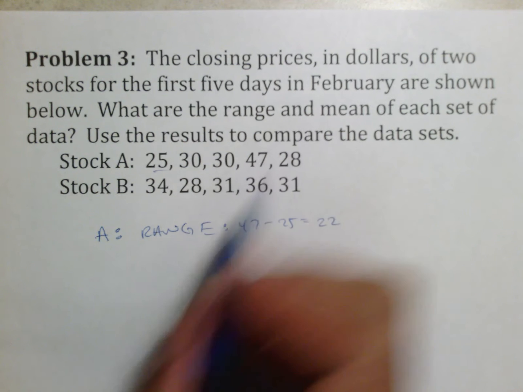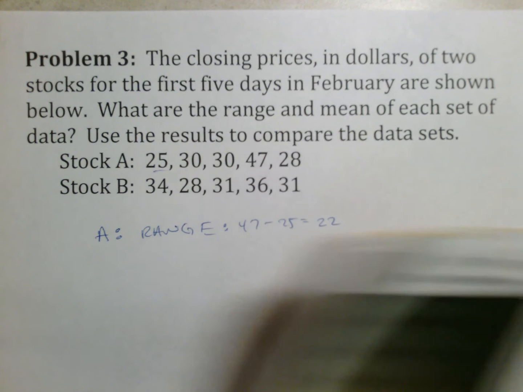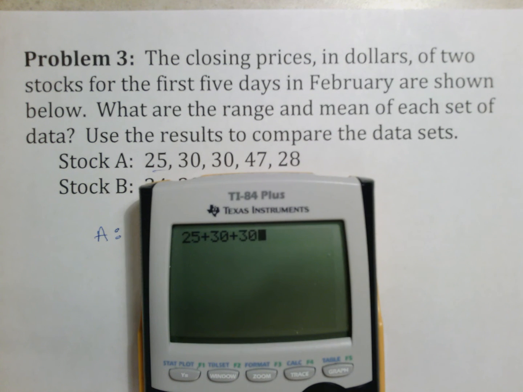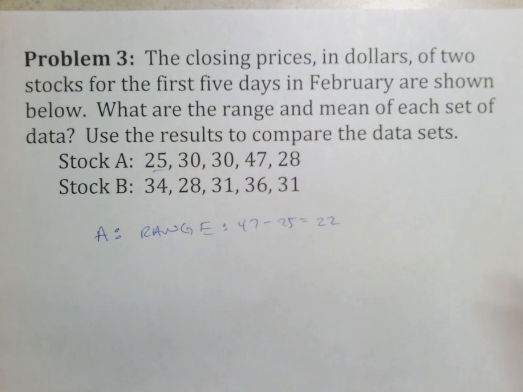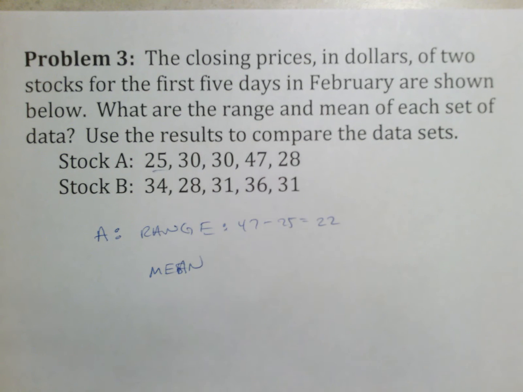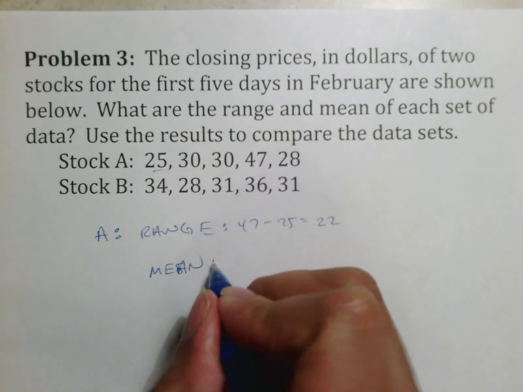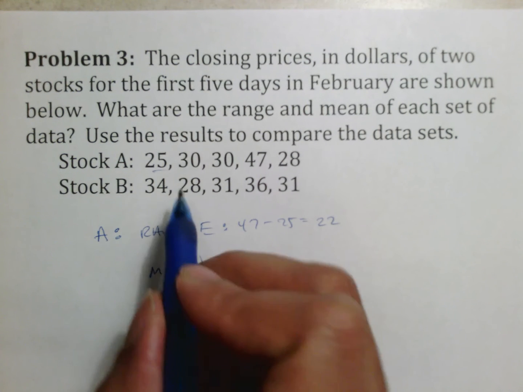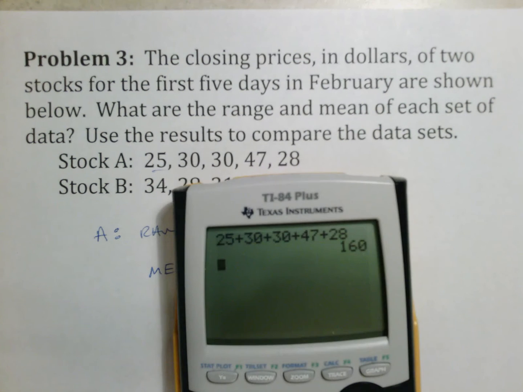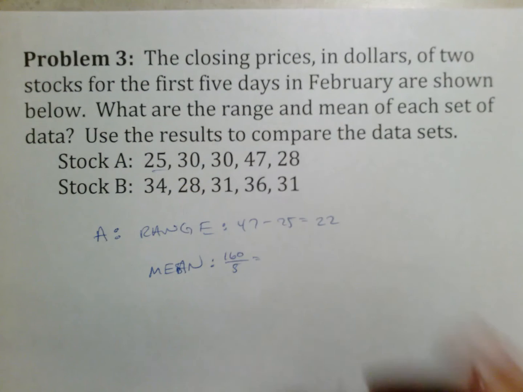And then they want the mean also. So for the mean, first off, let's add up all the numbers from set A. So 25 plus 30 plus 30 plus 47 plus 28 equals. So the total was 160. And it's divided by 1, 2, 3, 4, 5, because there are 5 numbers, which is 32.